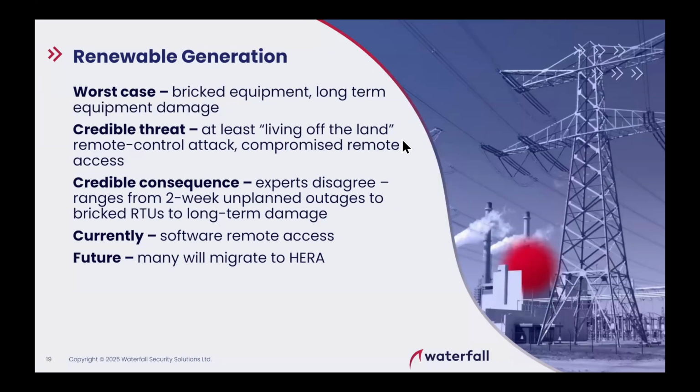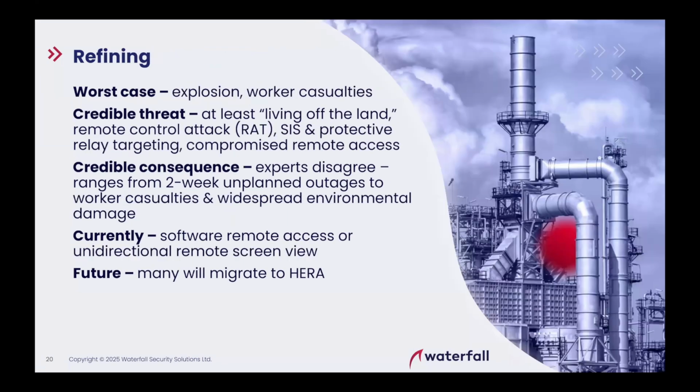Did I miss one here? No, here we go. Refining. Again, worst case is explosions and worker casualties. These things happen. Things blow up at refineries. People die. This is well known. Credible threat, again, living off the land is a credible threat. Compromising safety systems has happened. It is therefore a credible threat.